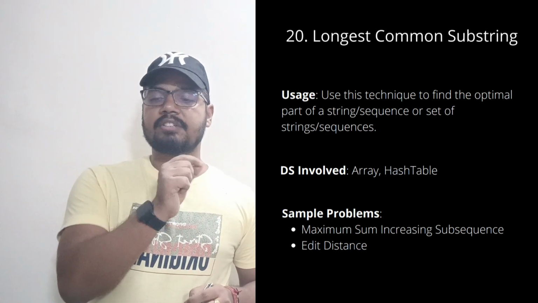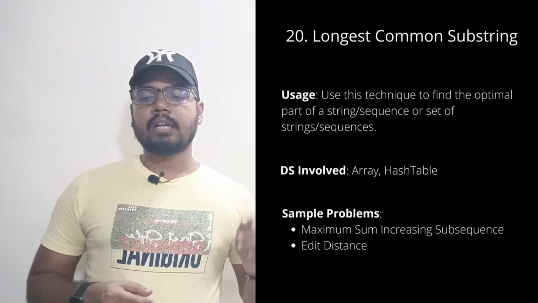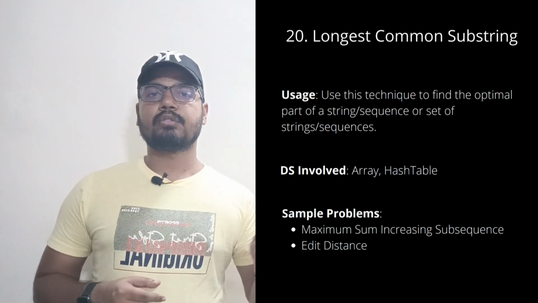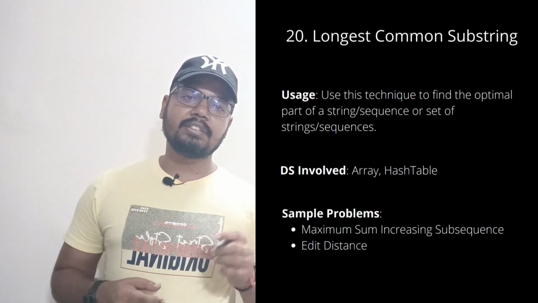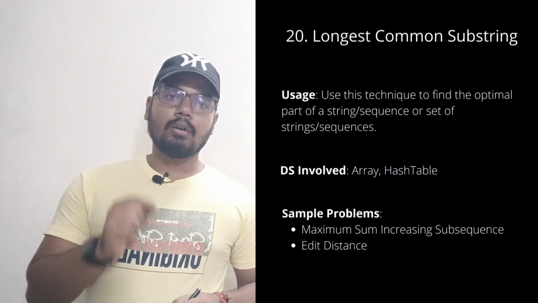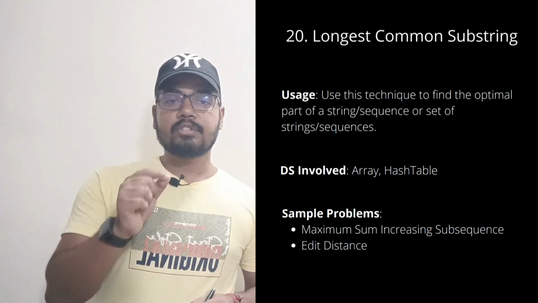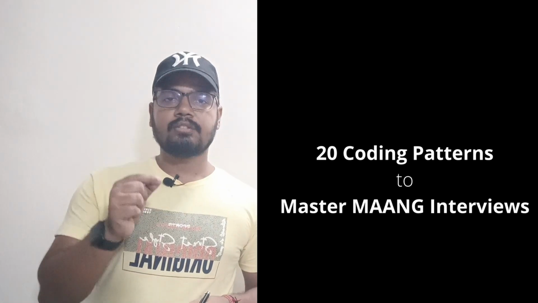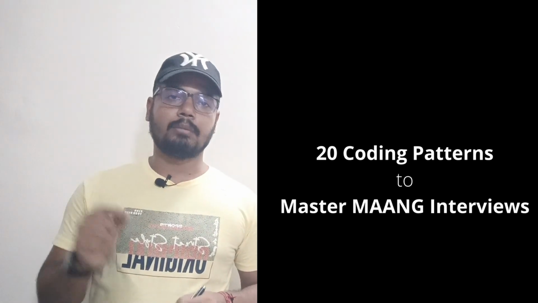And the last pattern in this list is longest common substring. This technique is used to find out the optimal part of a string or set of strings or subsequences. The DS involved in this technique is array or hash table. The example of this technique is maximum sum increasing subsequence or edit distance. So these are the top 20 patterns of DSA problems.